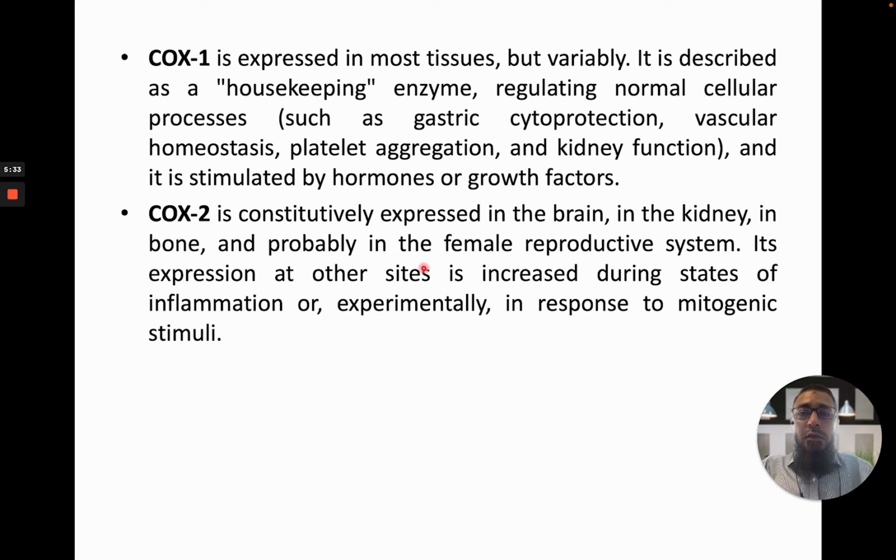These are some of the functions, and where COX-1 is expressed. COX-1 is expressed in most cells and is also described as a housekeeping enzyme, regulating normal cellular functions, for example gastric cytoprotection and vascular homeostasis. COX-2 is expressed in the brain, in the kidney, and in the bones.